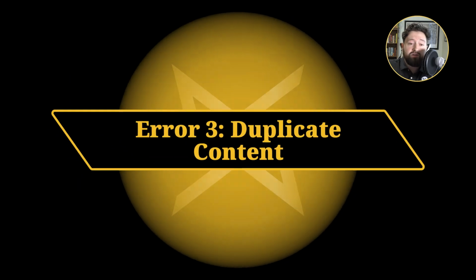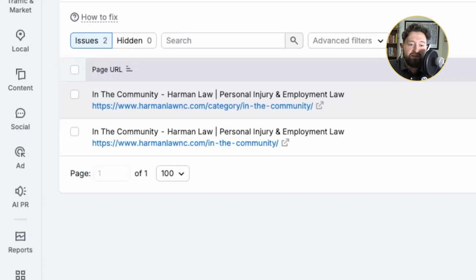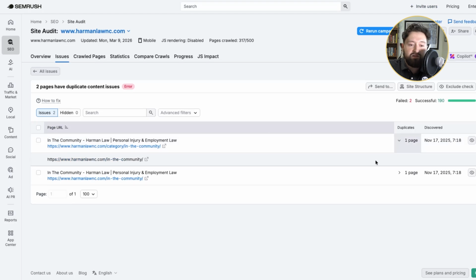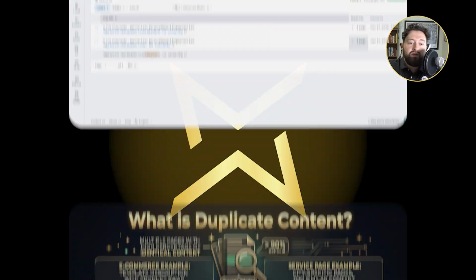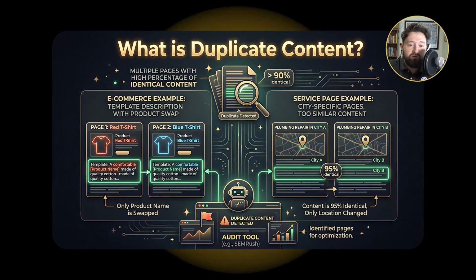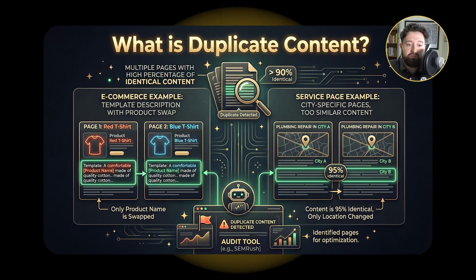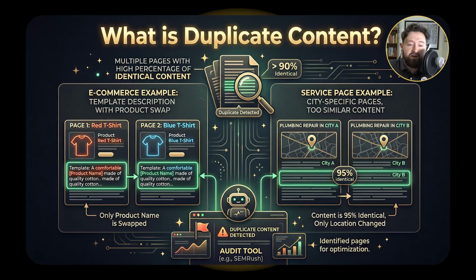Error 3, duplicate content. SEMRush flags pages that share a high percentage of identical content. This happens constantly with e-commerce sites where every product page is the same description template with just the product name swapped out. It also happens with service pages that are too similar, like a plumber who has a separate page for plumbing repair in city A and plumbing repair in city B, and the content is 95% identical.